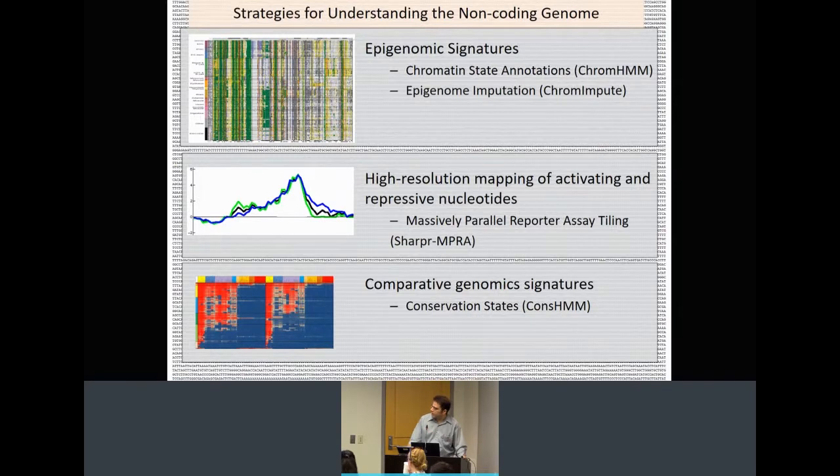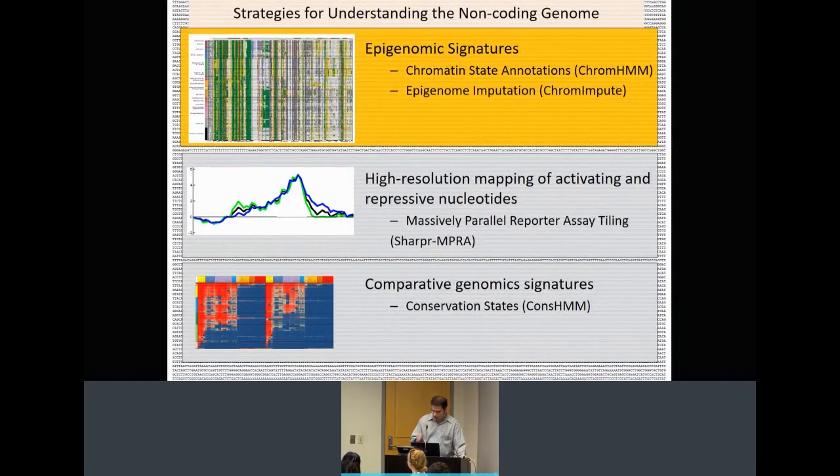So in this talk today, we're going to overview 3 different high-level strategies and specific methods within them. One is using epigenomic-based signatures. Another is high-throughput functional testing data. And the third one is using comparative genomics signatures.